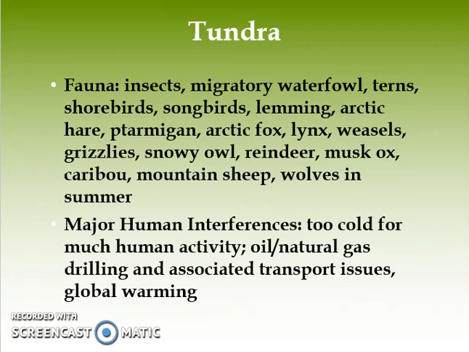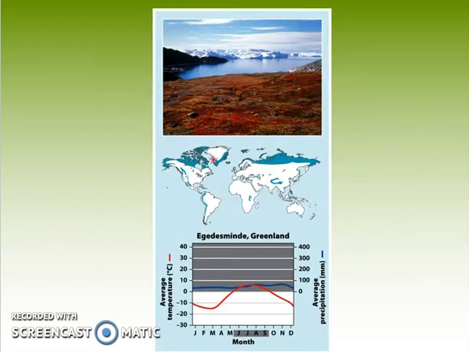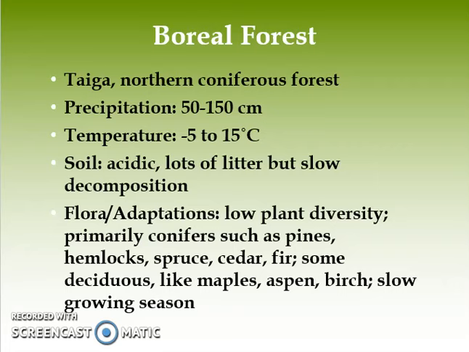Major human interferences. It's too cold for most humans to be up there. We don't like that. A few people are crazy enough to be up there, but we do go up there for oil and natural gas drilling and to transport those things. And then of course global warming is having an impact and actually resulting in a lot of methane. Okay, so a picture of the tundra, where it is.